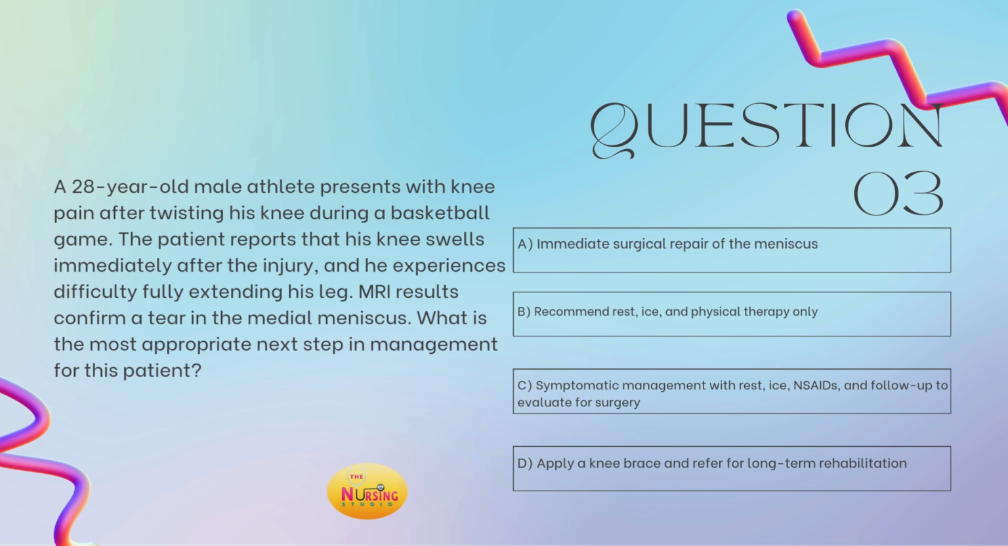A 28-year-old male athlete presents with knee pain after twisting his knee during a basketball game. The patient reports that his knee swells immediately after the injury, and he experiences difficulty fully extending his leg. MRI results confirm a tear in the medial meniscus. What is the most appropriate next step in management for this patient? Is it A, immediate surgical repair of the meniscus? B, recommend rest, ice, and physical therapy only? C, symptomatic management with rest, ice, NSAIDs, and follow up to evaluate for surgery? Or D, apply a knee brace and refer for long term rehab? Take a moment and tell me what you got in the comments, y'all.